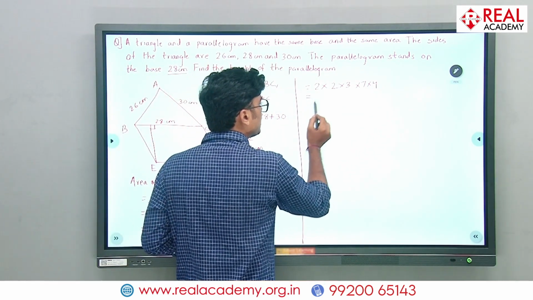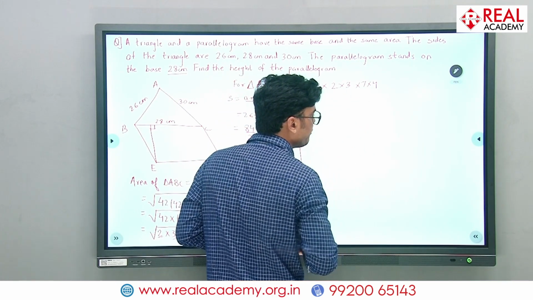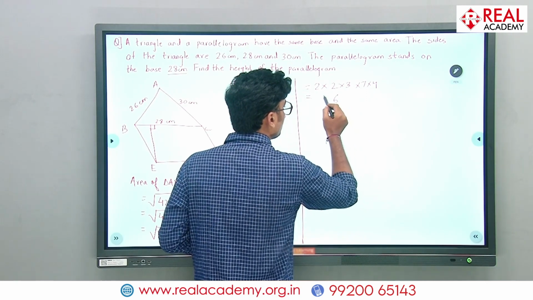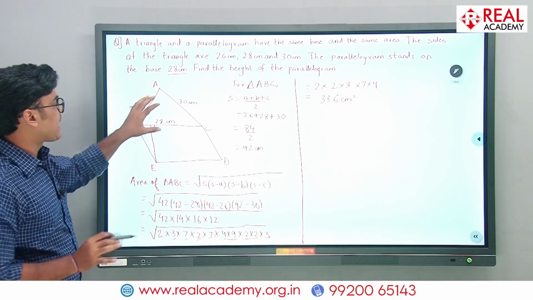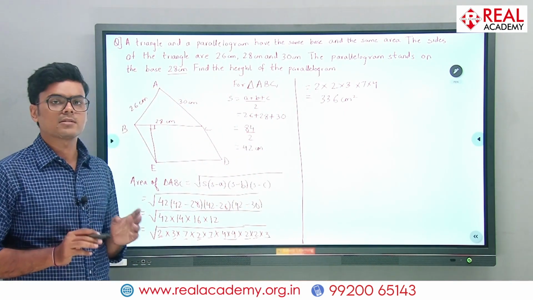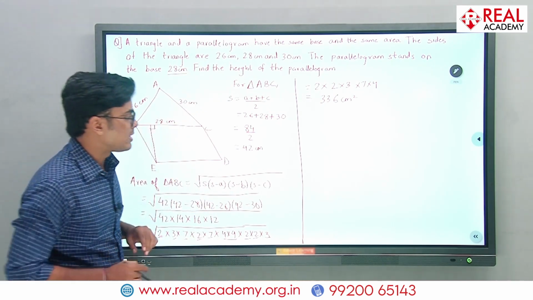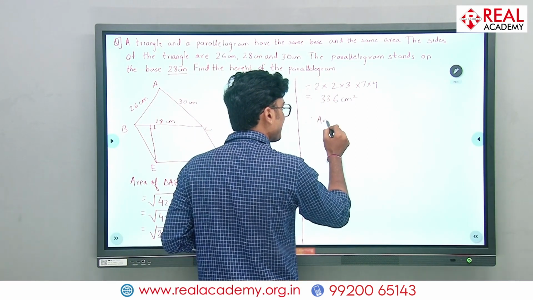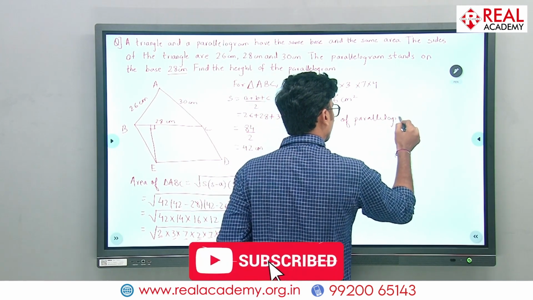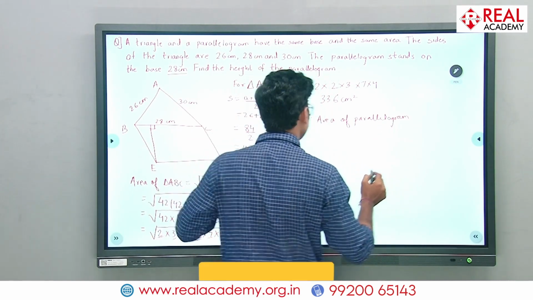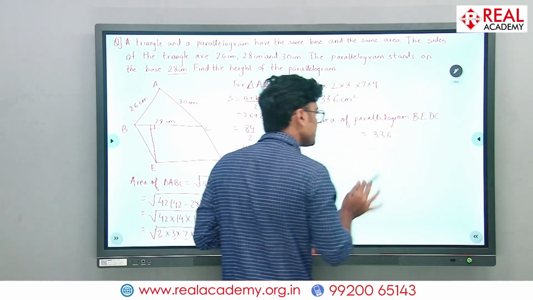This will be equal to 2 2's are 4, 4 3s are 12, 12 7s are 84, 84 into 4 is 336 centimeter square. Now this is the area of the triangle ABC, 336 centimeter square. But this is also the area of the parallelogram. The question itself says it, correct? So the area of the parallelogram BEDC is also equal to 336 because it is given in the question.